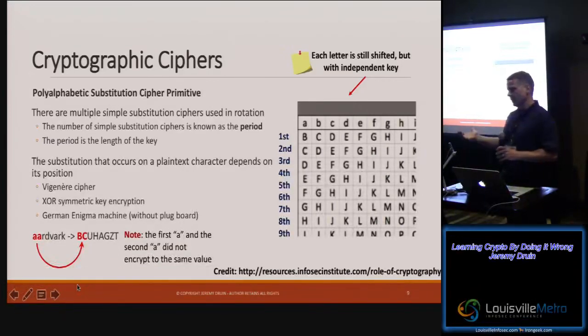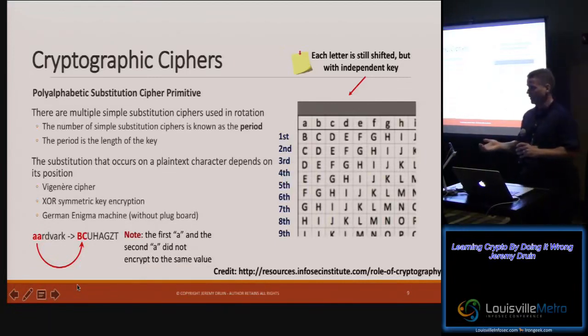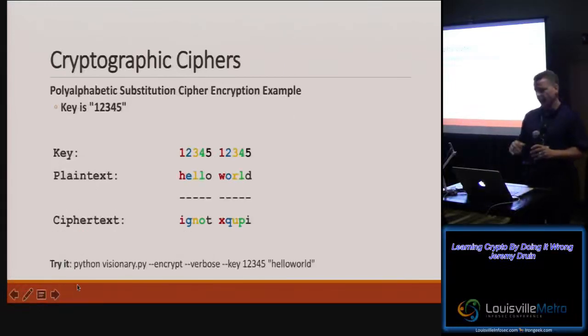But you'll notice that it encrypted to B and C respectively, because the first key is the number 1 and the second key is the number 2 in this example here.